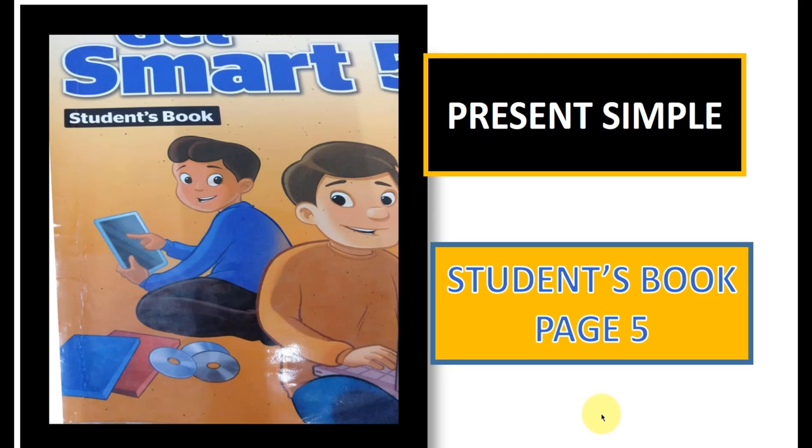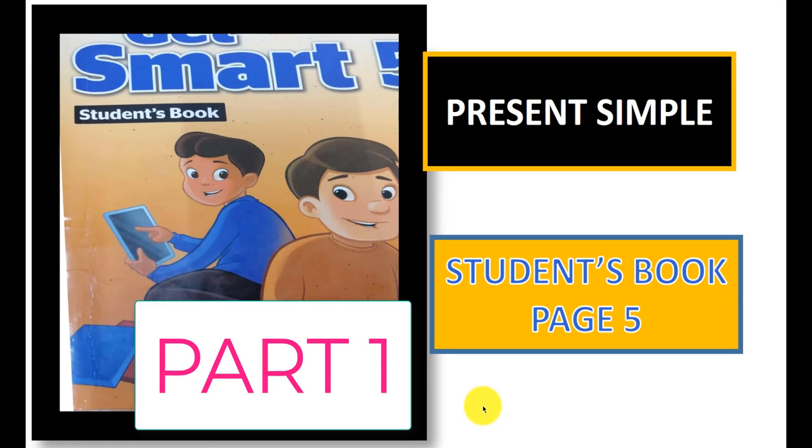Good. We take our books. Ask me which page, teacher, which book, teacher. Good. So you take your students' books at page 5. Students' books at page 5. Yes, it's written here. Students' books, page 5. Okay? Have you taken your books? Yes? Okay.